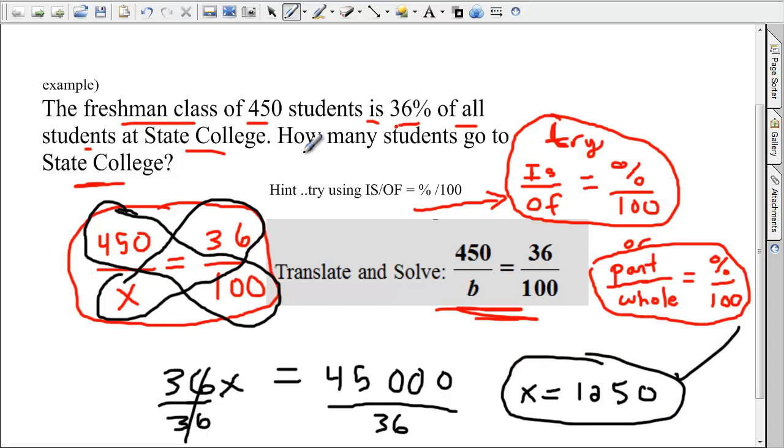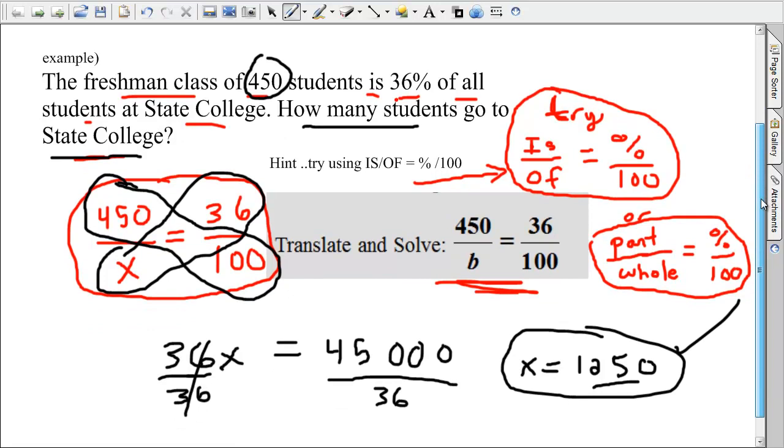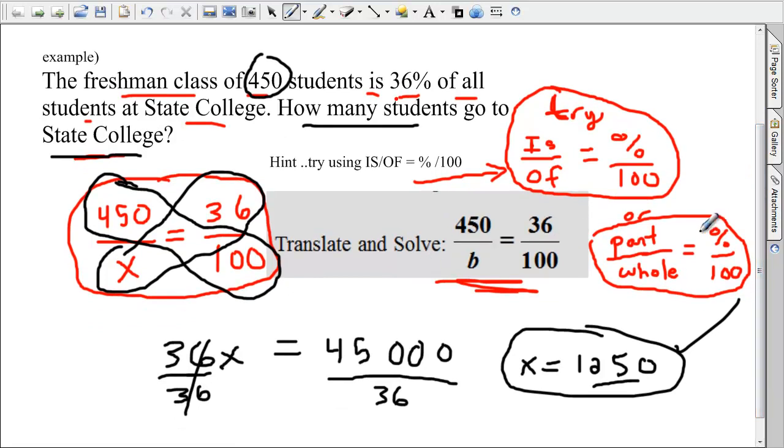How come? Because the question was, how many students go to state college? 1,250. And that makes sense, because the freshman class of 450 would be about 36% of that amount. So I always try to go with gut instinct. Clearly 1,250 is more than 450, and so we have a feeling that that answer is in the right ballpark. Okay? So again, just try using is over of equals percent out of 100, or part to whole equals percent out of 100, to deal with these kinds of problems.